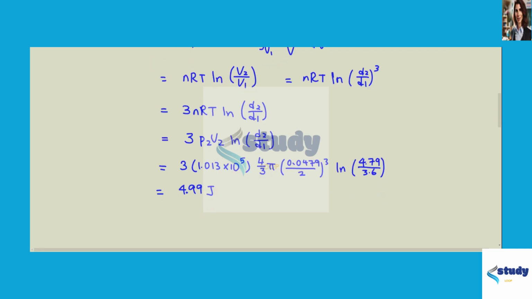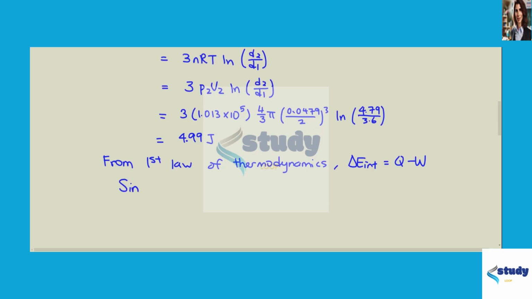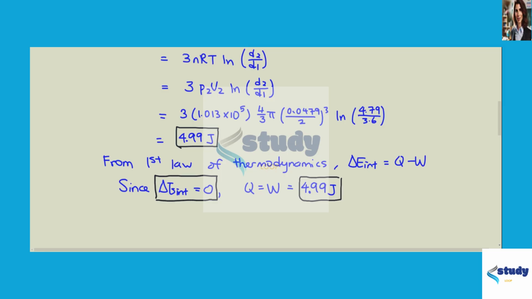And then from the first law of thermodynamics, delta E internal equals Q minus W. Since delta E internal is 0, Q is equal to W, which is 4.99 joules. So in part C, this is the W, this is the Q, and delta E internal is 0. And that's all for part C.